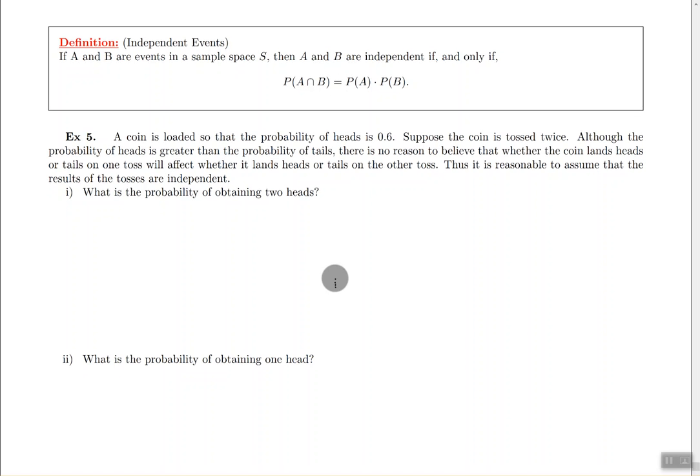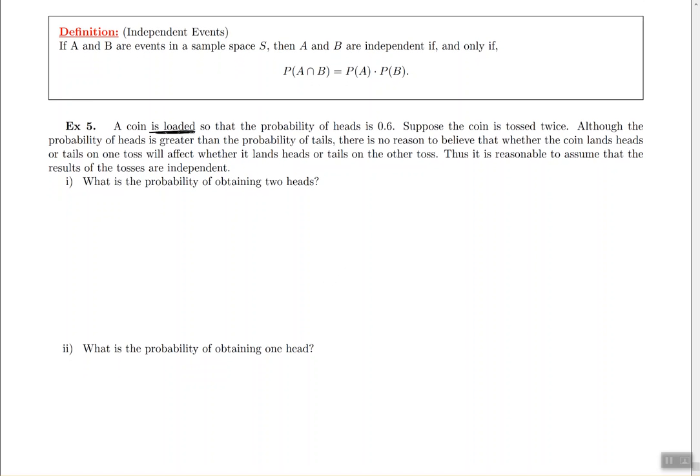So let's take a look at example number 5, where we have a coin that is loaded. So this is not a fair coin. One side is a little bit heavier than the other side. So that means the probability of heads is going to be 0.6. The probability of landing H is in this case 0.6. So the probability of landing tails, or in other terms, not heads, is going to be 0.4. Just because the probability of heads is a little bit higher doesn't mean that every time you throw the coin, it's going to land heads. It could be either or. So that's an example of a situation where the events are independent, basically.